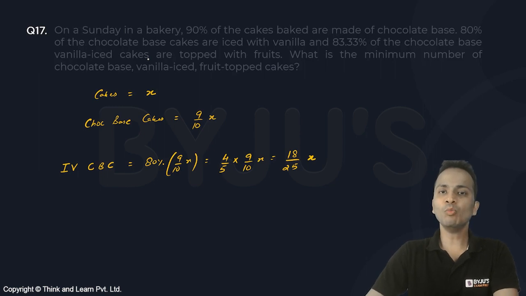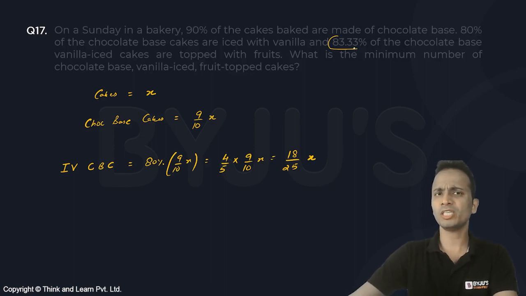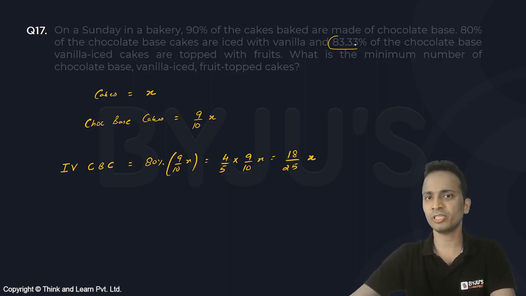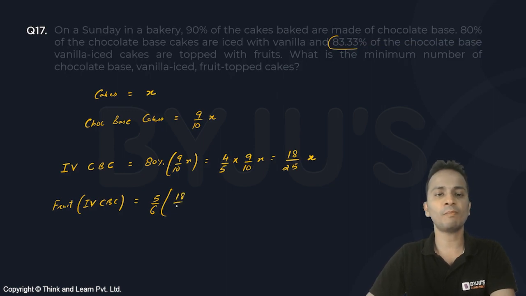Done. Now moving ahead, it is also given that 83.33% in fractions will be 5 by 6. This is important. So 5 by 6 of these vanilla iced chocolate based cakes are topped with fruits. So I'll add fruits as well. So fruit-topped vanilla iced chocolate based cakes is 5 by 6 of vanilla iced chocolate based cakes, which is 18 upon 25 X. Done. Simplifying this, this will become 3 upon 5 X.